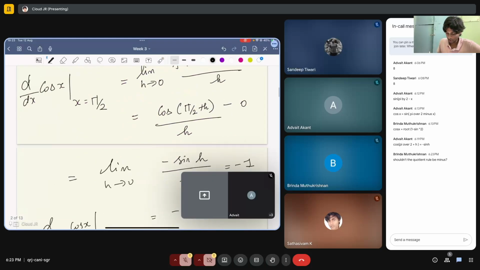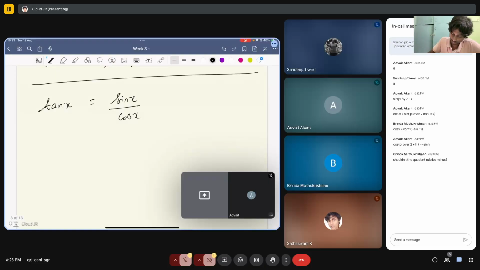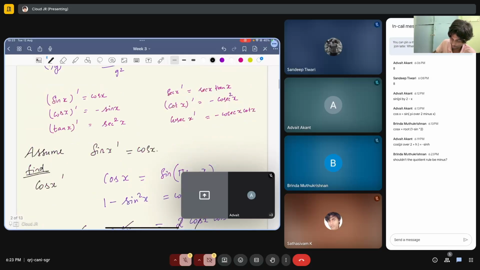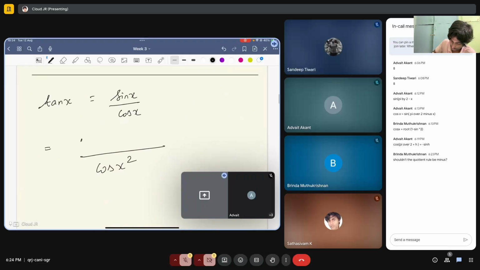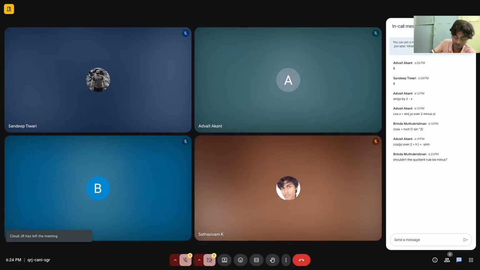Yeah. Okay, so let's try to solve this. So we have tan x here, and you divide by cos x squared. Okay, and then this is g prime. So let's just look again. It's gf prime, right? So this is cos x sin prime x minus sin x cos prime x. So we have just computed what the cos prime is.